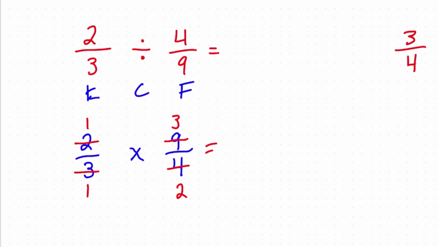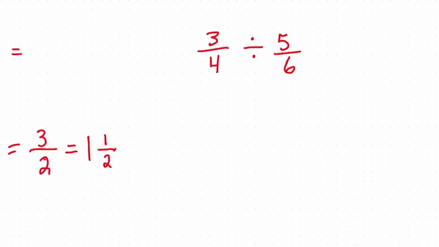So now I can multiply my numerators across. 1 times 3 is 3. And then I'm going to multiply my denominators across. 1 times 2 equals 2. So I get 3/2 on that one. This one is an improper fraction. I want you guys to change that to a mixed number. So 2 can go into 3 one time, and 3 minus 2 gives us 1 on the top, and our denominator is the same, 2. So it's 1 1/2.